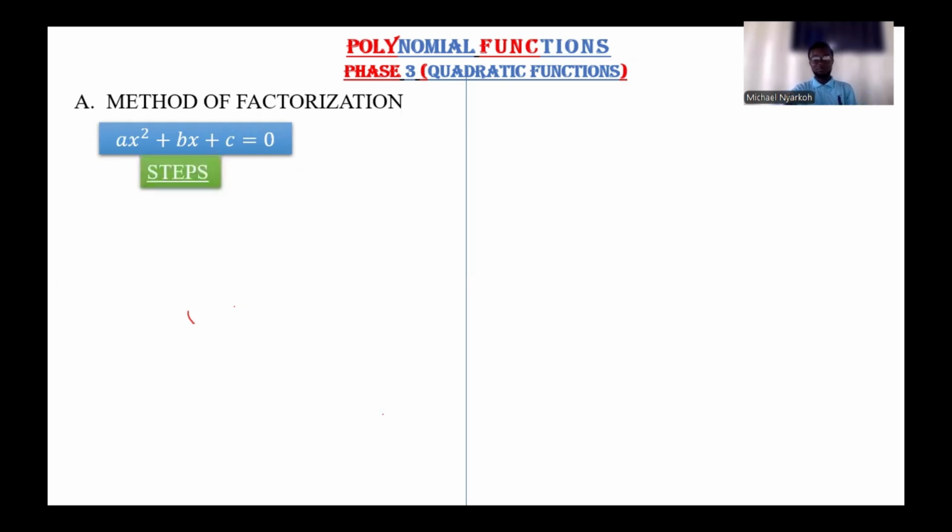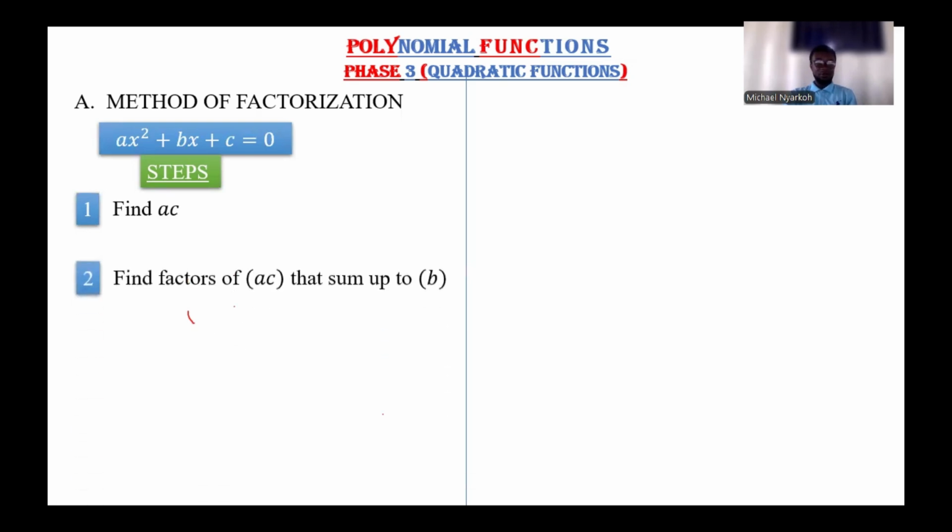Let's look at the steps in factorizing when we have quadratic equations. First of all, we have to find AC. So AC is just multiplying A with C. Is that okay? So you find the coefficient A and then C, and then you multiply them. Secondly, we find factors of AC that sum up to B. So we're going to find factors of AC.